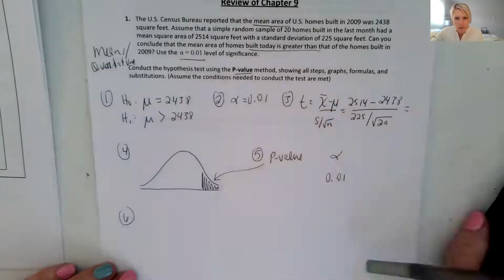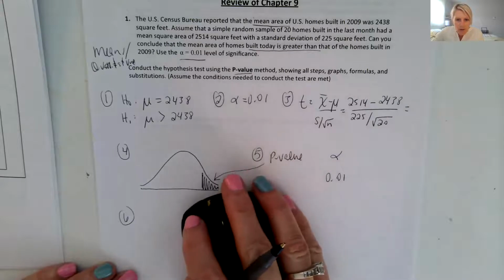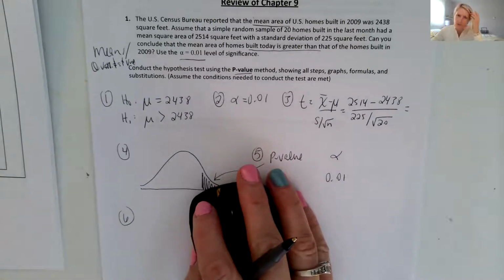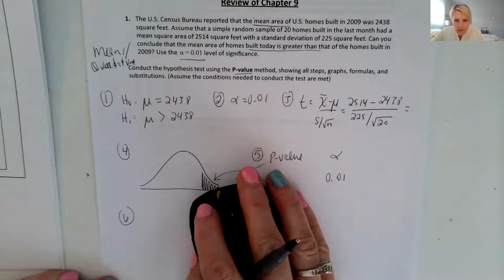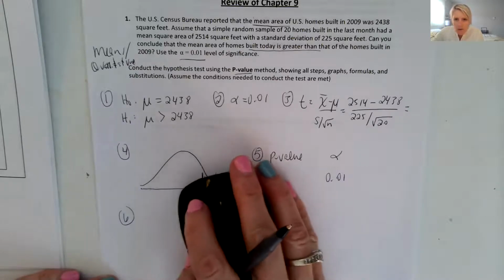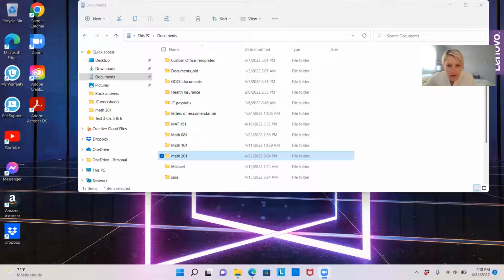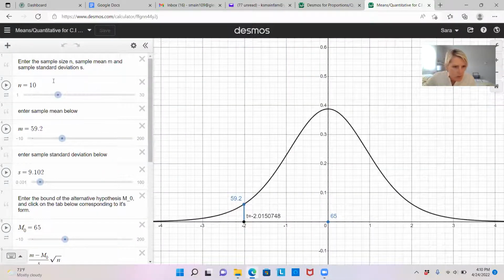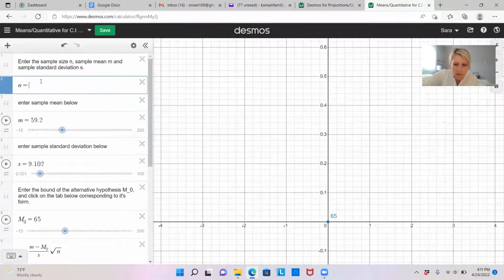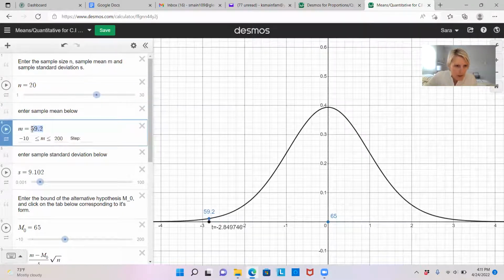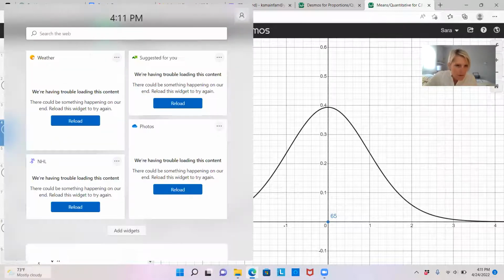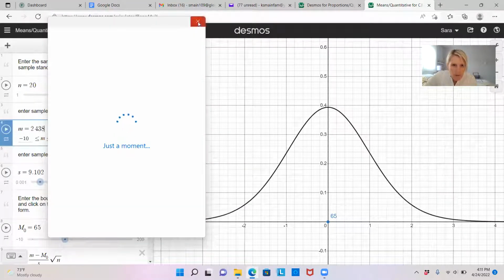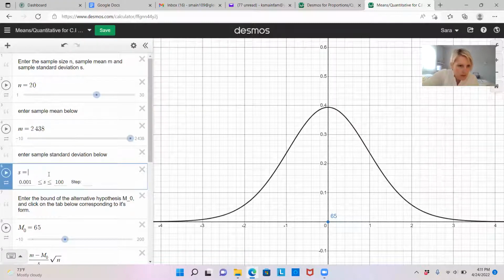Okay, so this is where we're going to go to Desmos. So hopefully you've already saved these links in Desmos that I shared with you in Canvas. And so I'm going to go to my Desmos. And we are going to use the ones for means. It says means, quantitative data. So it says enter the sample size, and ours was 20. Enter the sample mean, and that was 2,438. And then enter the sample standard deviation, and that was 225.